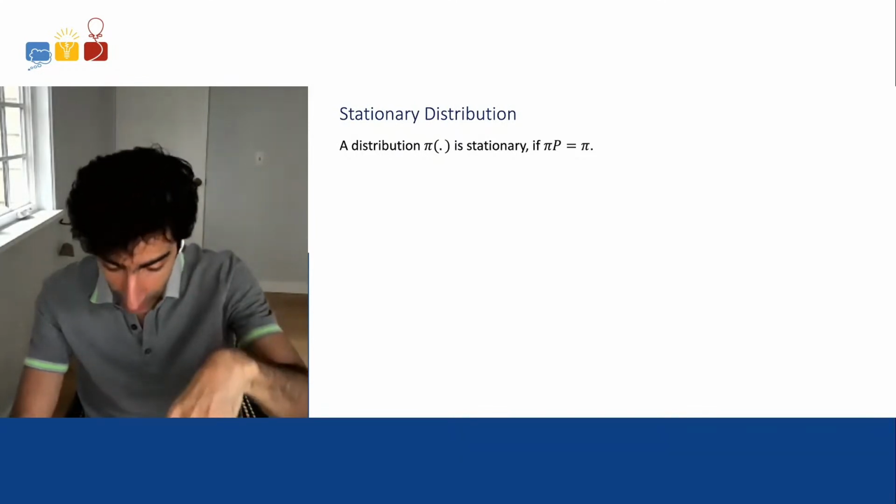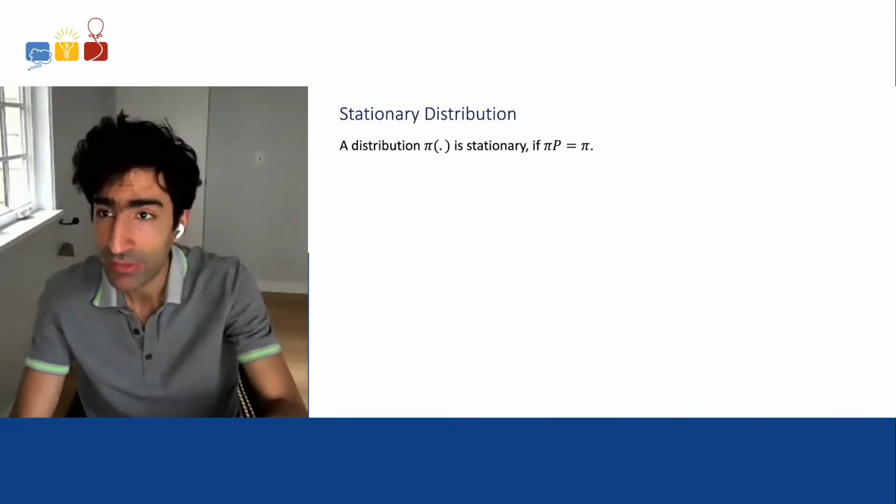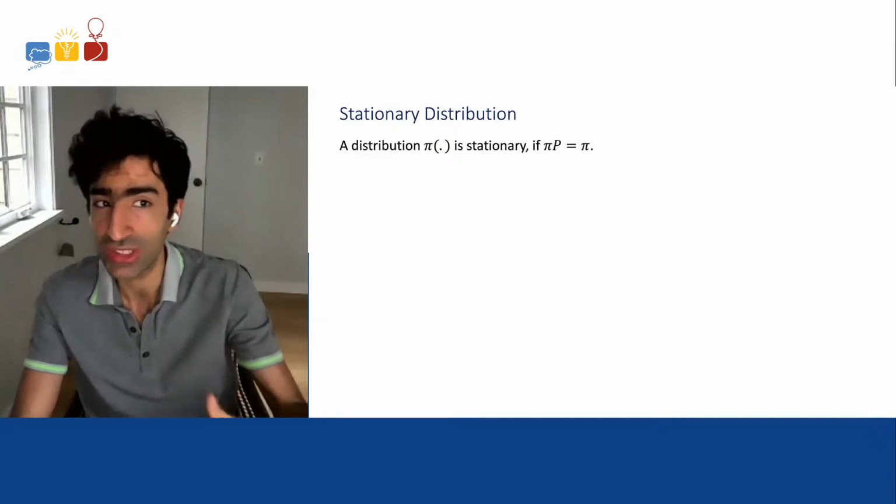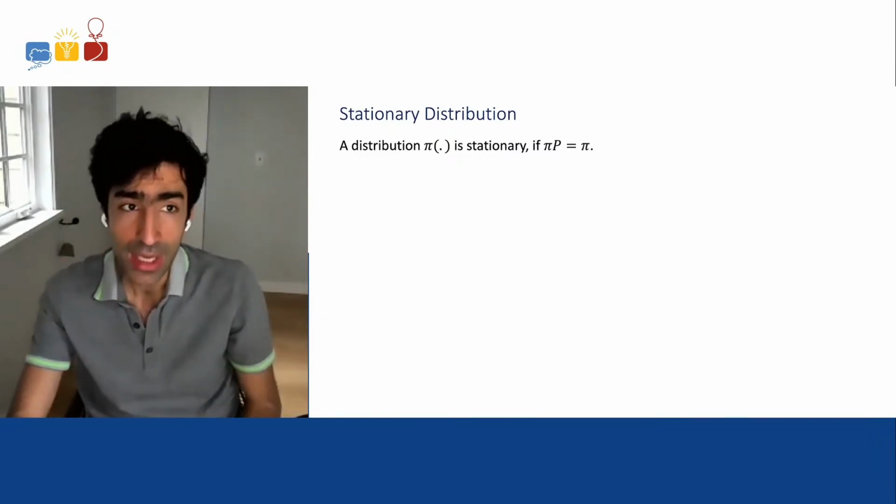If, when you are at pi in some step of the random walk, your distribution is equal to pi in some step, in the next step it will also be equal to pi. So it doesn't change, and that's why it's called stationary.